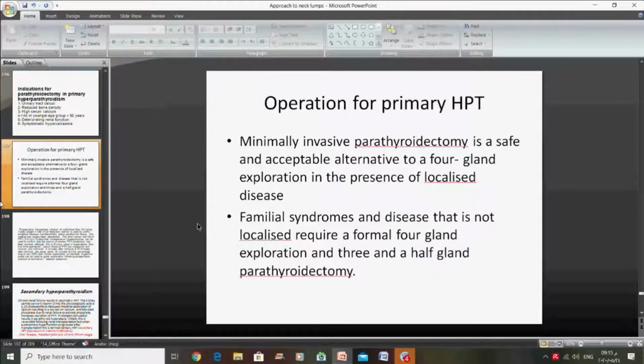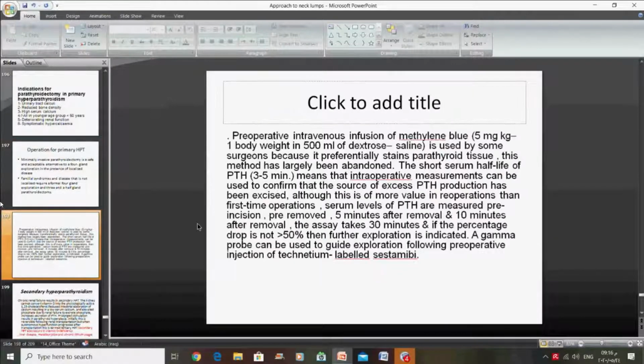Operation for primary hyperparathyroidism: minimally invasive parathyroidectomy is a safe and acceptable alternative to a four-gland exploration in the presence of localized disease. Familial syndromes and disease that is not localized require formal four-gland exploration and 3.5 gland parathyroidectomy. That means if the patient is diagnosed by ultrasound and sestamibi scan as a single adenoma, then minimally invasive parathyroidectomy is done. If it is a familial form or hyperplasia affecting all four glands, the operation is removal of 3.5 glands, and they leave half a gland so that hypoparathyroidism does not occur.